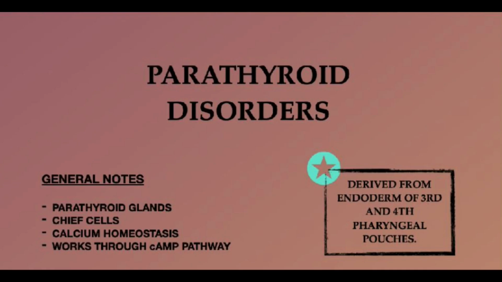Starting off with parathyroid disorders, here are some general pointers regarding parathyroid hormone. It's released by the chief cells of the parathyroid glands, which are derived from the endoderm of the third and the fourth pharyngeal pouches. It takes part in calcium homeostasis, and it works by utilizing the cyclic AMP pathway.